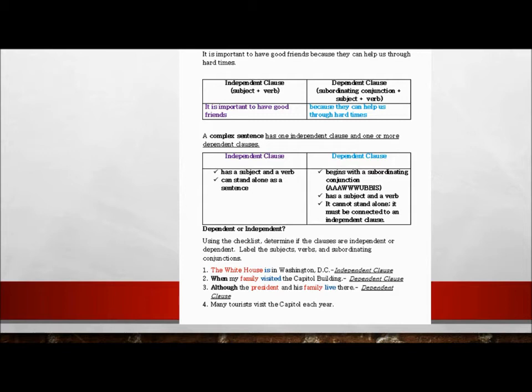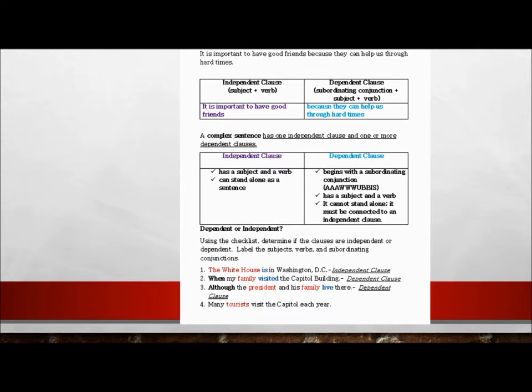All right, let's look at number 4. Many tourists visit the capital each year. All right, so let's look at the difference again. Does the sentence begin with a subordinating conjunction, also known as an AWUBIS word? Many. Many is not a subordinating conjunction. All right, does it have a subject and a verb? Tourists is the subject and visit is the verb.